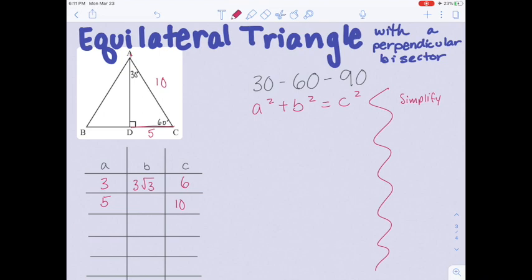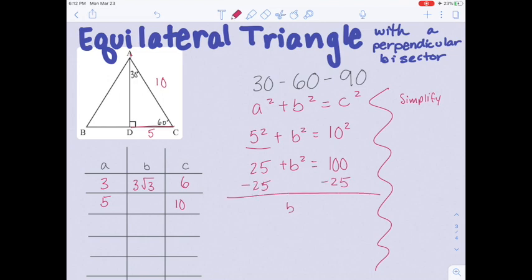So let's plug that into our formula. 5 squared plus B squared equals 10 squared. 5 squared is 25 plus B squared equals 100. Subtract 25 from both sides. You get B squared equals 75. Then we're going to take the square root of both sides. We get B equals the square root of 75, and we need to simplify.